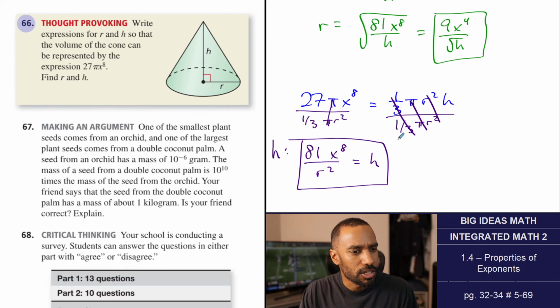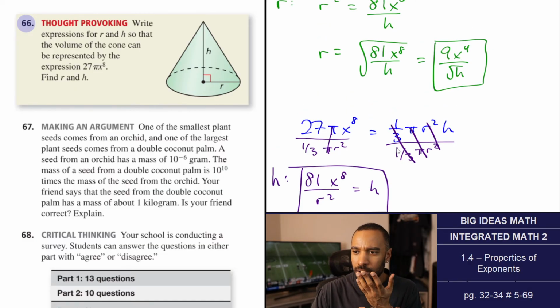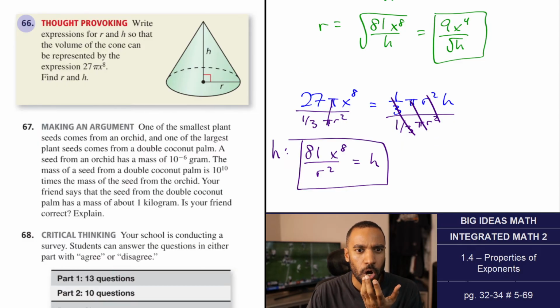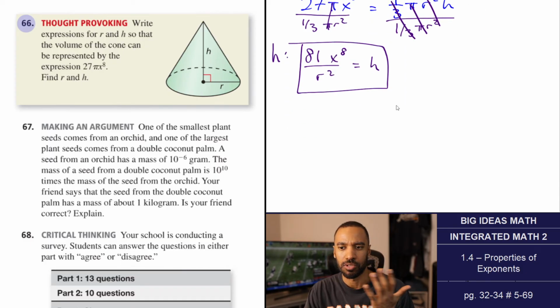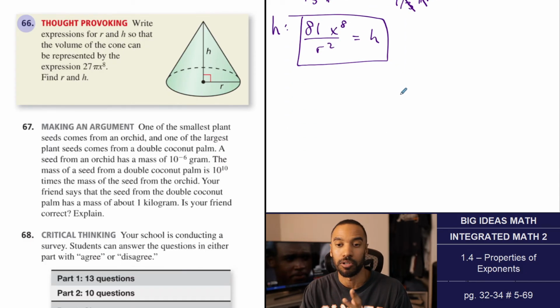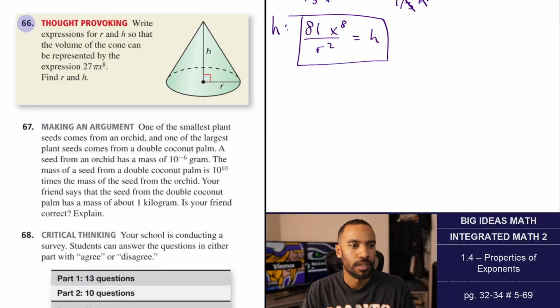I don't write expressions for r and h, so the volume of the cone can be expressed by the expression here. Maybe I'm not answering that one based on how they're asking. Maybe it's open-ended. But that's how I'm solving for it with x involved. Unless they're asking me to do something else, that's what I'm going with. I apologize if I misinterpreted the problem.